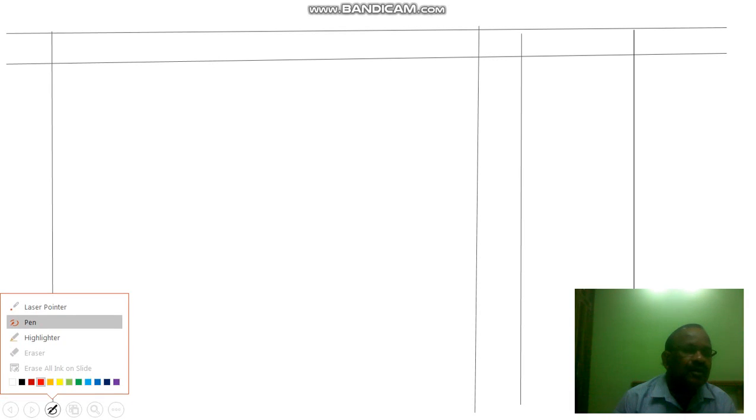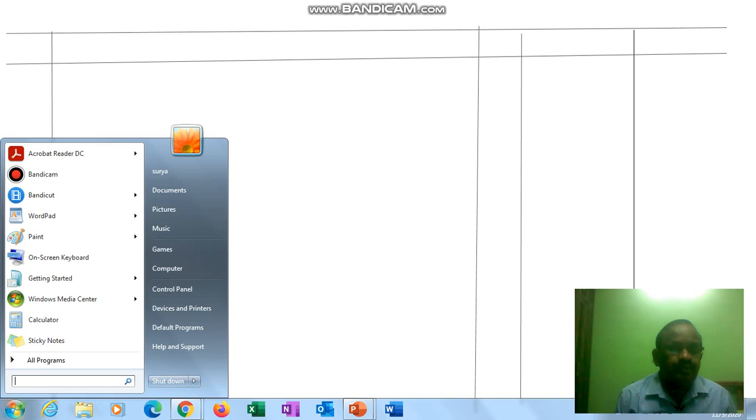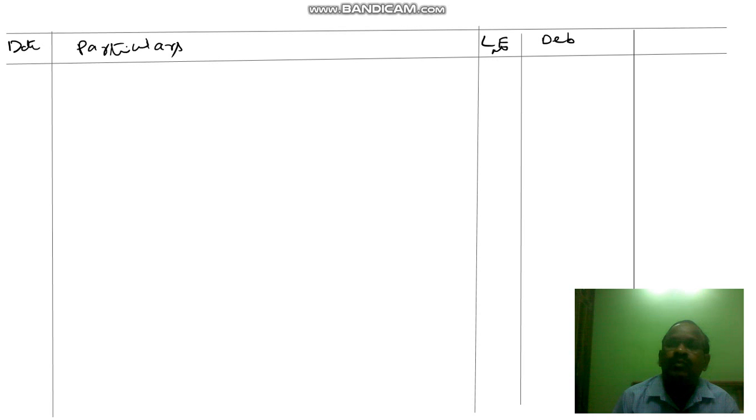So here, first of all, we write the general entries, students. Here is the format: date, particulars, LF number, debit rupees, credit rupees. It is the journal entries.